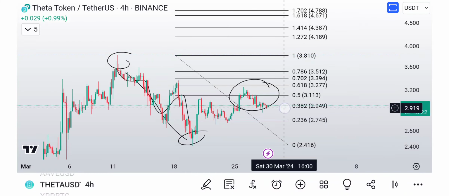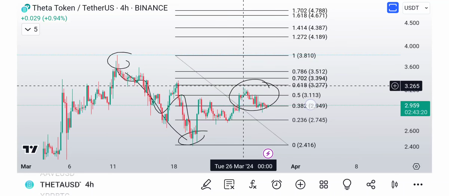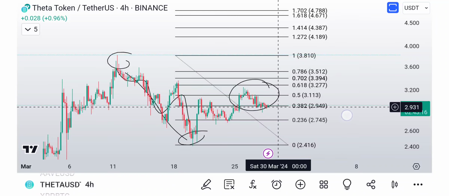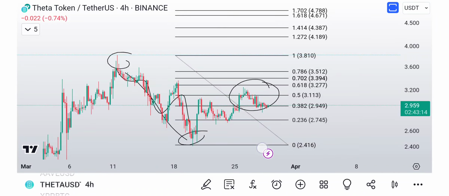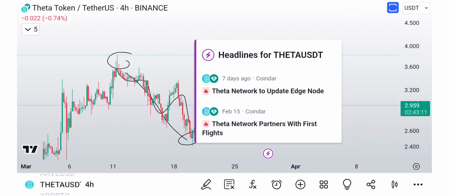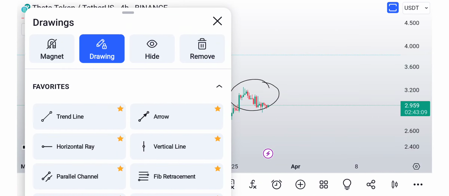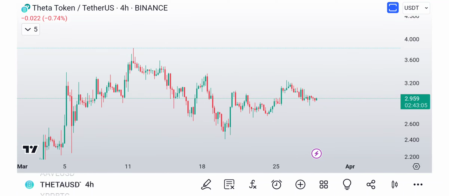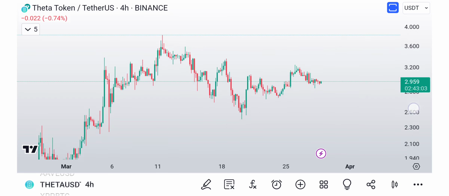You can see the price of Theta getting almost to the 618, and now it's resting around that 382. So, there's a lot of kinks that need to be worked out. So it's yet to be seen. Do your best to figure it out.